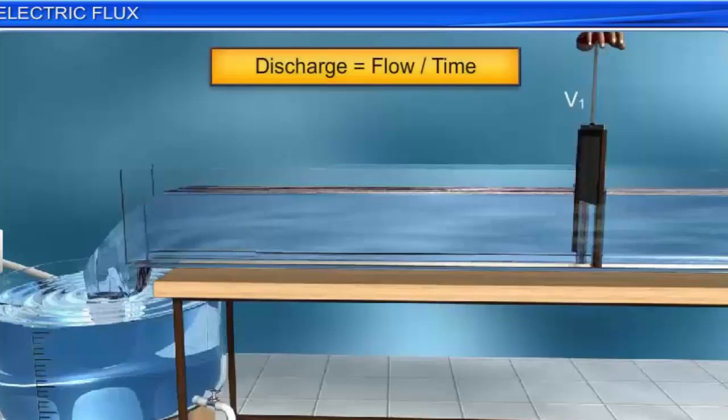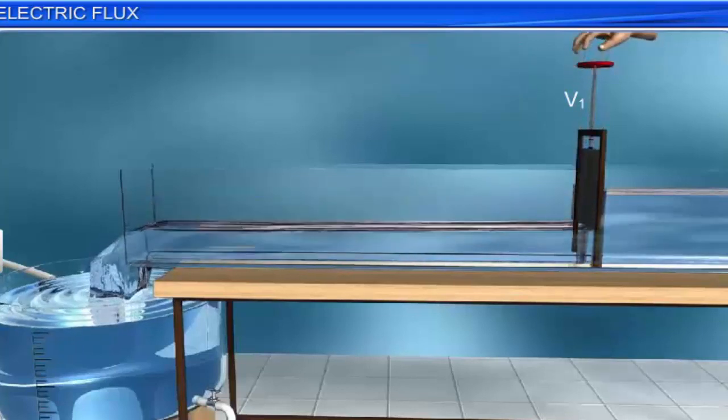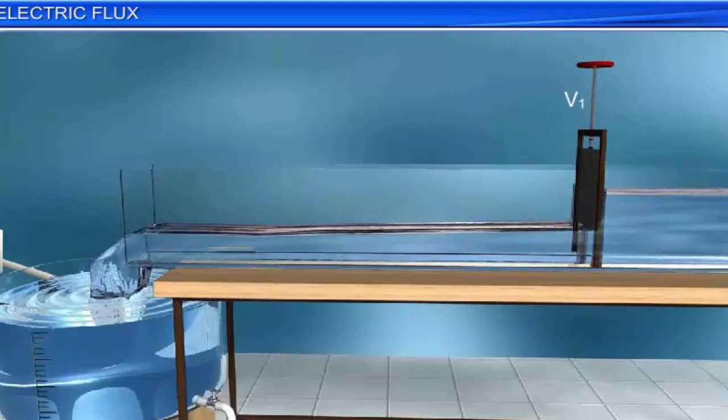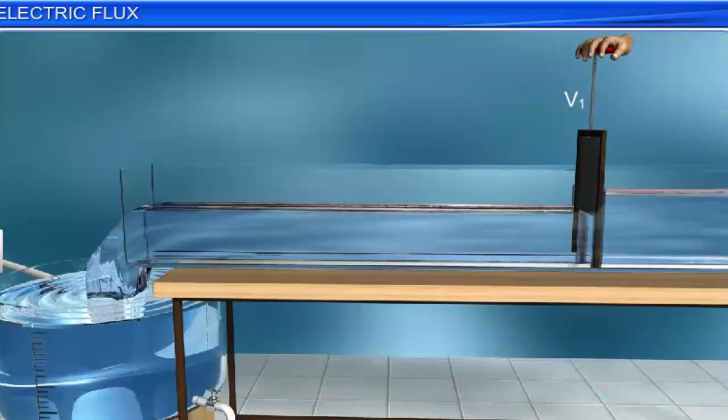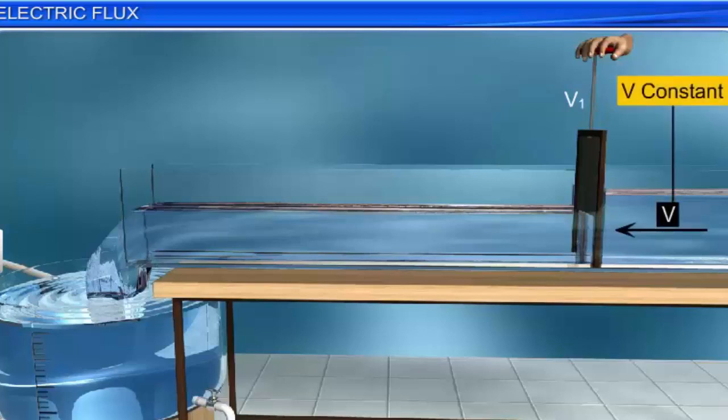The discharge, which is the quantity of water flowing per unit time, is given by the product of the velocity and area of cross-section of the opening of the regulating valve. To regulate the discharge, we increase the open area of the regulating valve, V1, assuming that the velocity of flow of water upstream remains constant.